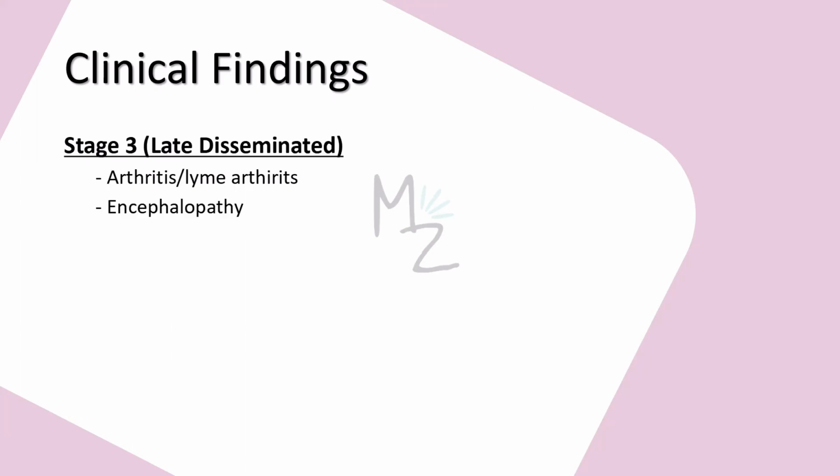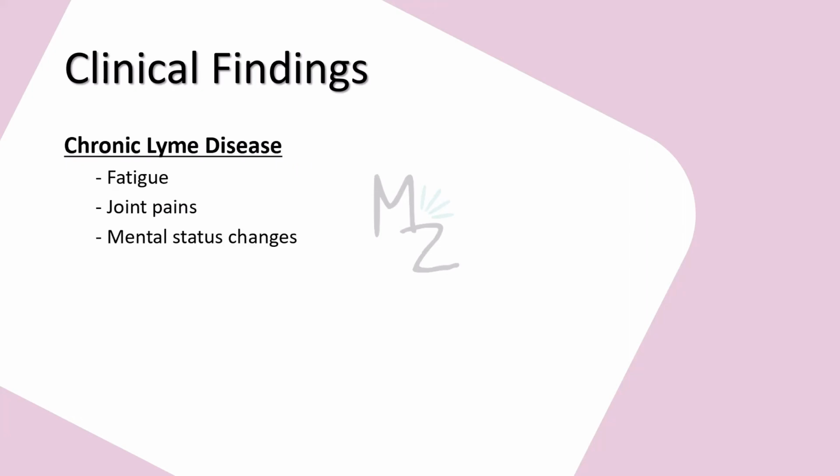The last stage, stage 3, the late disseminated stage, involves arthritis, usually of large joints like the knees. Lyme arthritis is thought to be autoimmune in origin. Encephalopathy also occurs in stage 3. Some patients treated for Lyme infection continue to have prolonged subjective symptoms like fatigue, joint pain, or mental status change. These symptoms occur after the disappearance of objective symptoms. This condition is called chronic Lyme disease.